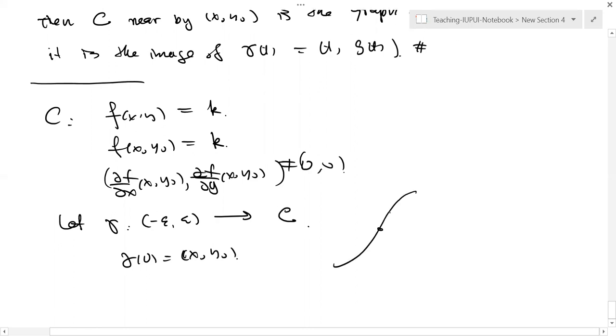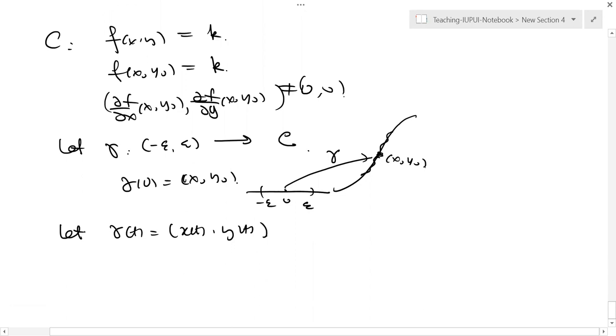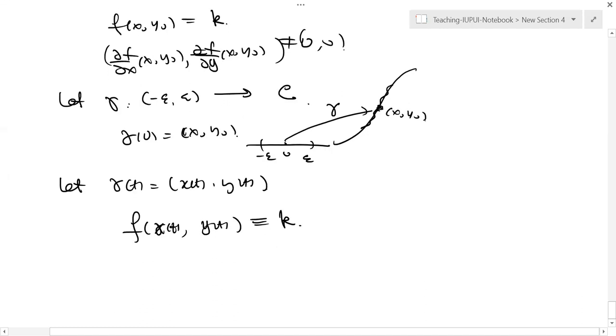so this is C, okay? I have a gamma here. This is x naught, okay? We assume this exists, okay? This is a regular function. So that means, let gamma t be x of t, y of t, right? Okay. Because the image is on C, that's why f of gamma, x of t, y of t, should always equal the constant k, right? Then you differentiate both sides. What do you get?